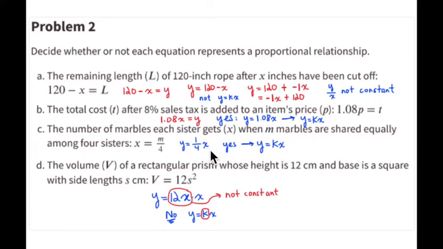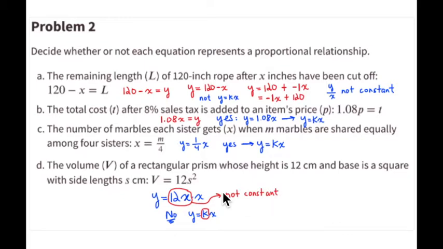So whatever value I use for x, I take the value I get for y. If I divide that by x, I'm always going to get 1/4, because this is y divided by this x equals 1/4. This goes back to how we were writing equations in the beginning. Y equals kx. So the constant amount is 1/4. That is the constant of proportionality. It is a proportional relationship.